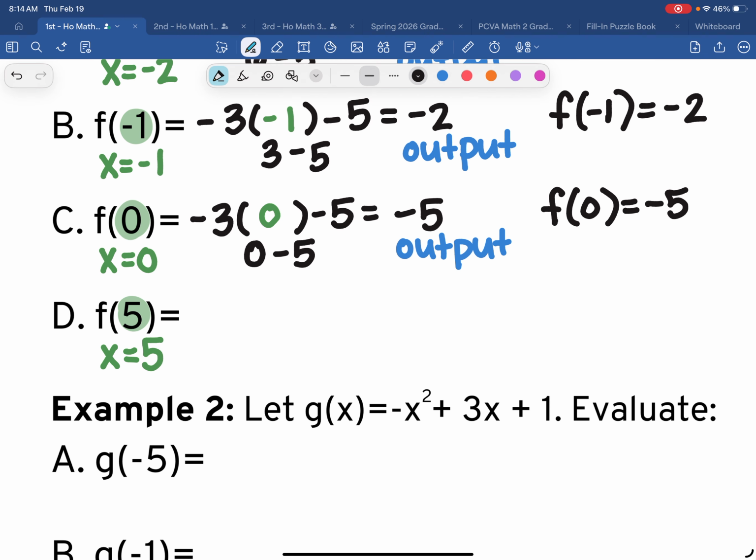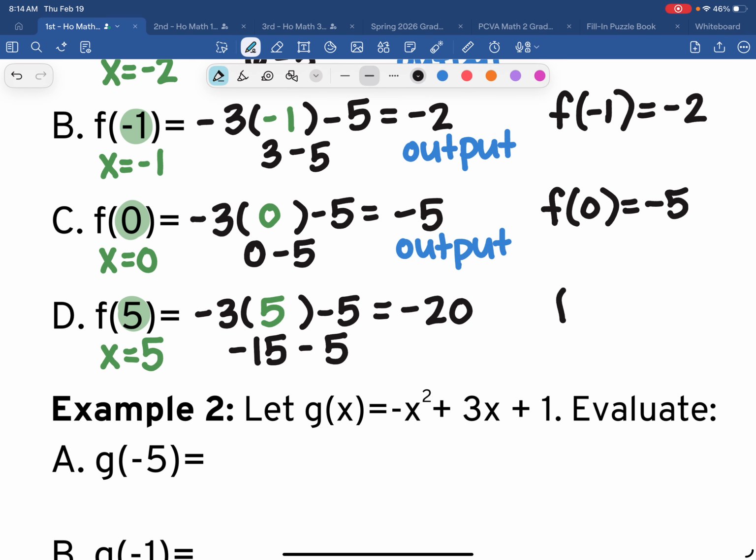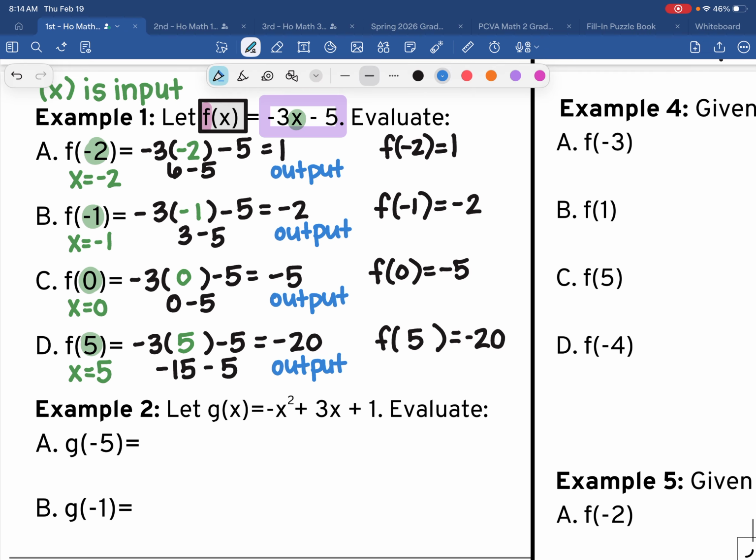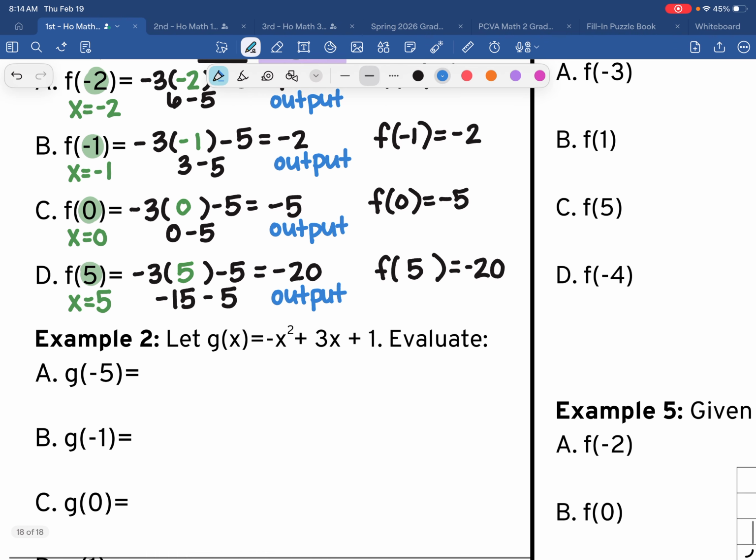All right, and then for the last one, I have the same function. So I have negative 3x. We're going to take the x out, and we're going to substitute in the input value of 5 because that's what was in the parentheses. So we got negative 3 times 5 is negative 15 minus 5. That gives me an output of negative 20. So I can say f of negative 20, or excuse me, f of 5 is equal to negative 20. All right, so again, the letter is the name, what's in the parentheses is the input, and then you input it in for the x, every x that you see.